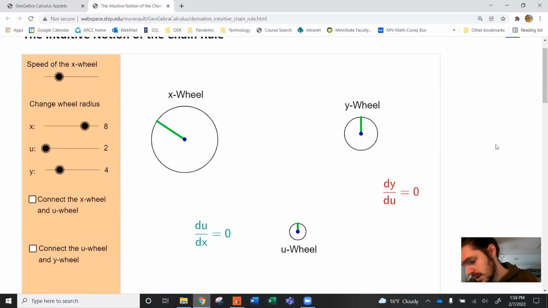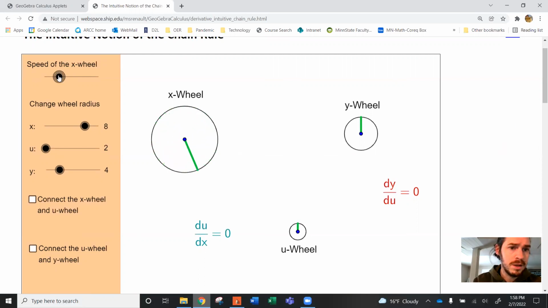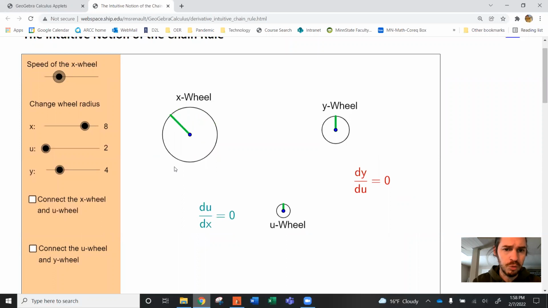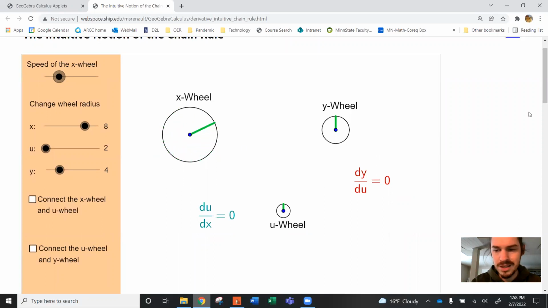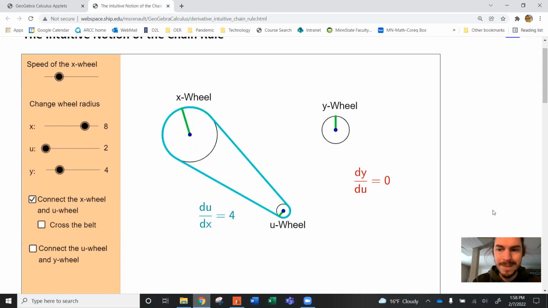So here we have the speed of the x wheel here. I can make it slower or I can make it faster, that sort of thing. So right now, this is the x wheel, and the x wheel goes around once for every unit of time. Now, the radius of the x wheel is 8. What we're going to do is we're going to connect the x wheel and the u wheel by a chain or a belt.